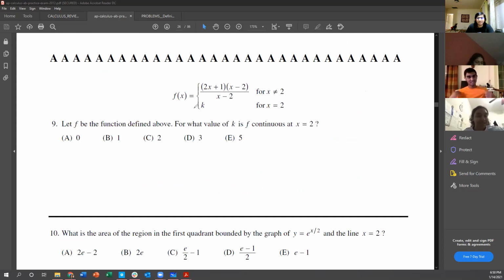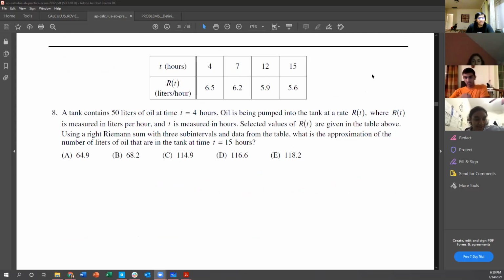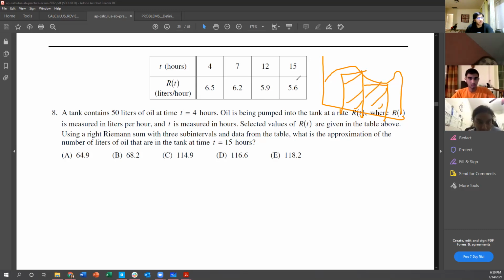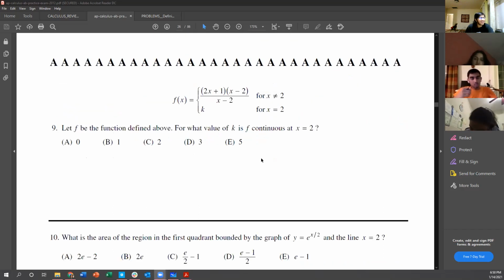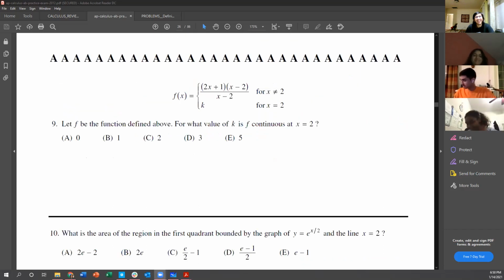Oh, wait, sorry, I have a question. Oh yeah, go ahead. So you just added them, right? And is that how you got the answer? Yeah, because think about it. When you're doing it, it's a curve, and you're taking the right Riemann sum, so you're calculating the areas of these rectangles. And then he added 50 because it's in the beginning. Yeah, that's your initial value, right? Yeah, that's where I got confused. Okay, good. Okay, thank you.